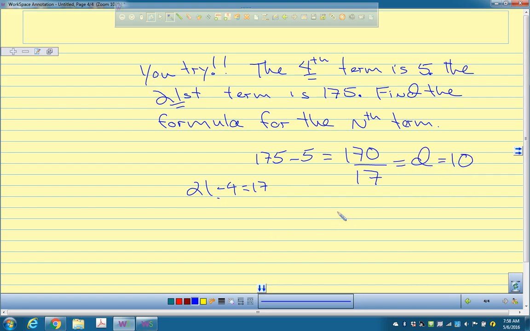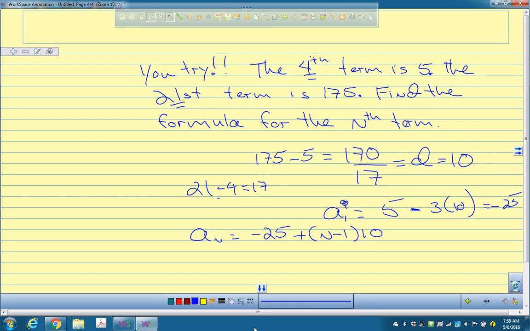And then how do you find a sub 1? Well, I knew that from 1 to 4 it was 3 times, so I just multiplied the 10 by 3 to get 30. So she started with 5, and then she took away 3 times 10, because it's going backward. So that makes negative 25. And then you could write the formula a sub n is equal to negative 25 plus n minus 1 times the common difference, which is 10.